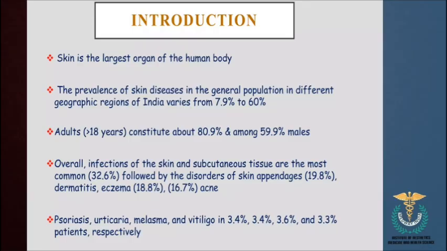So as I mentioned, skin is the largest organ. Prevalence of skin diseases in the general population differs across geographical regions of India, varying from 7.9% to 60%. Adults constitute about 80.9%, and among them 59.9% are males. Overall, infections of the skin and subcutaneous tissues are the most common, 32.6%, followed by disorders of skin appendages, which is 19.8%. Dermatitis and eczema is 18.8%, and acne is 16.7%. Psoriasis, urticaria, melasma, and vitiligo are usually 3.4%, 3.4%, 3.6%, and 3.3% in patients respectively.